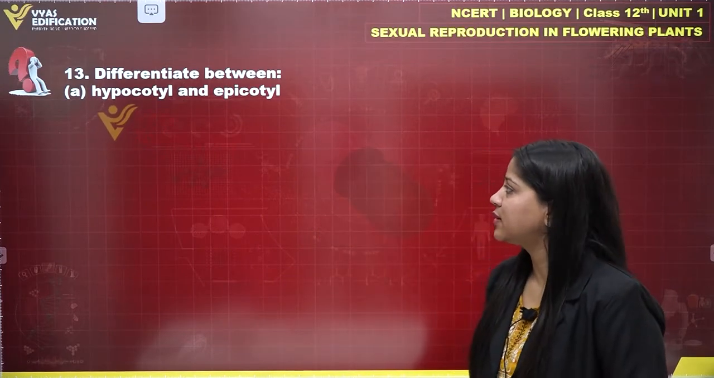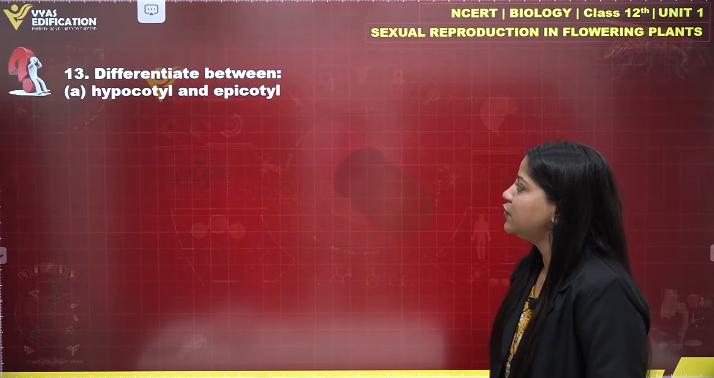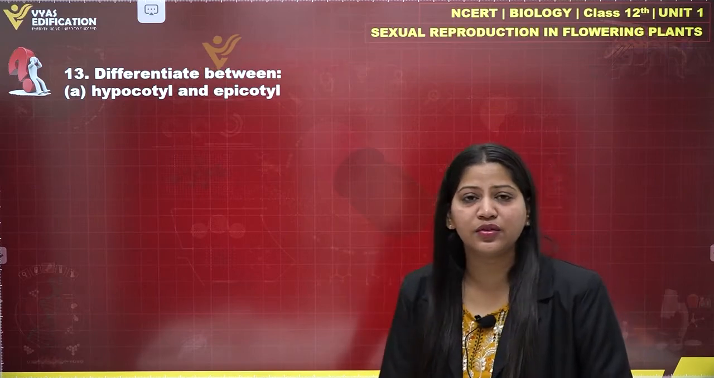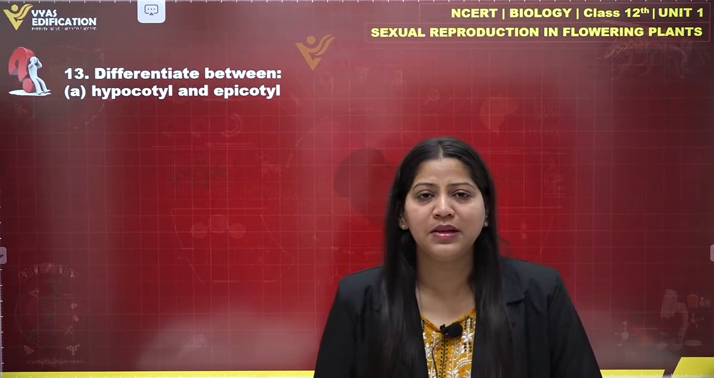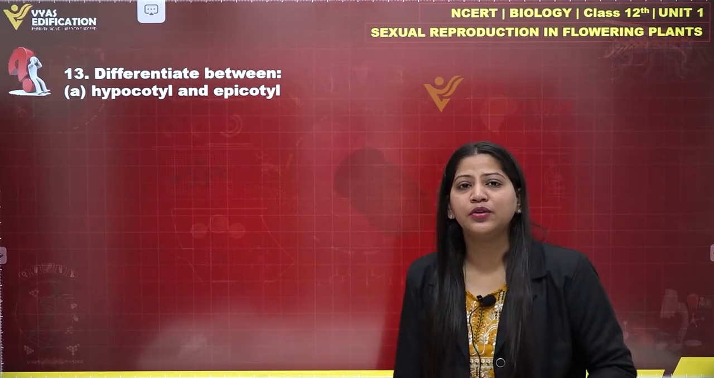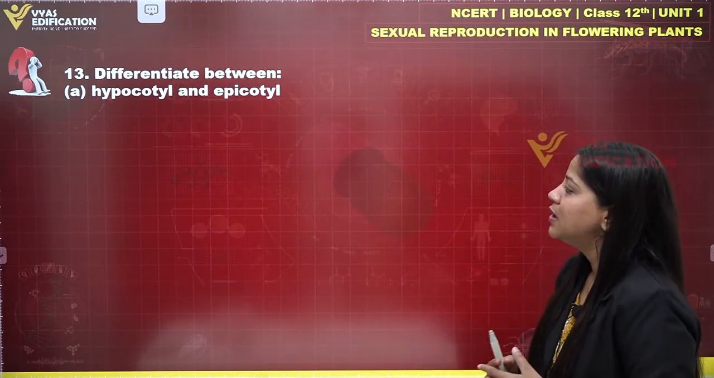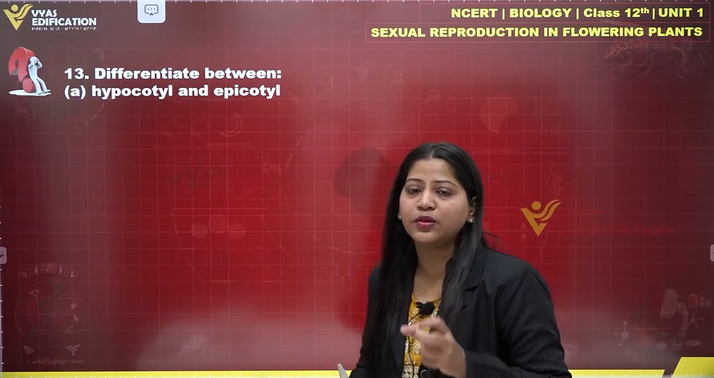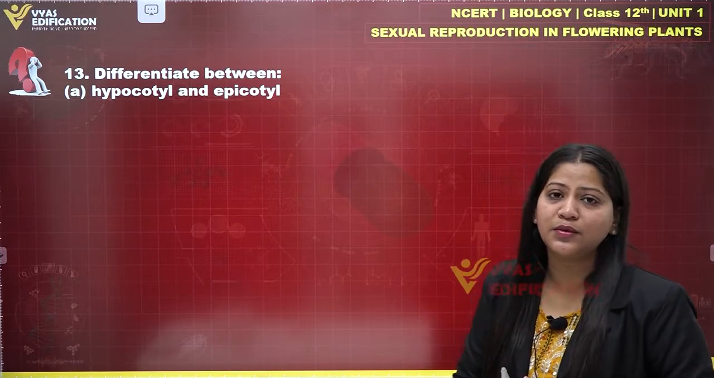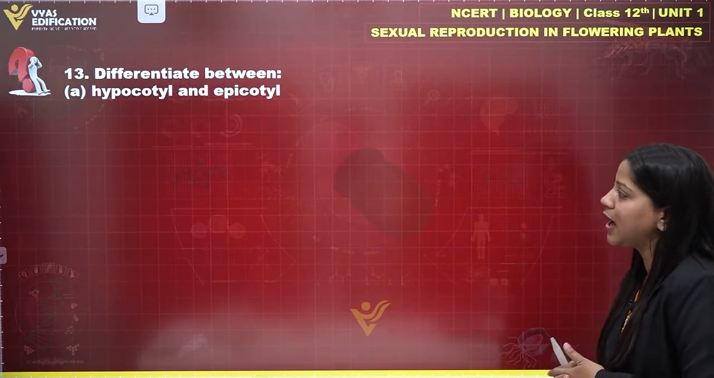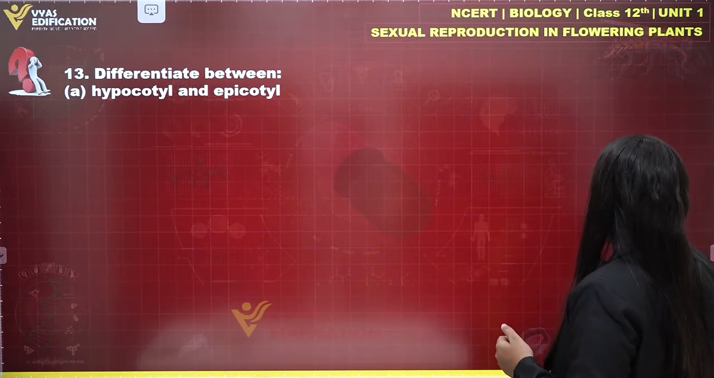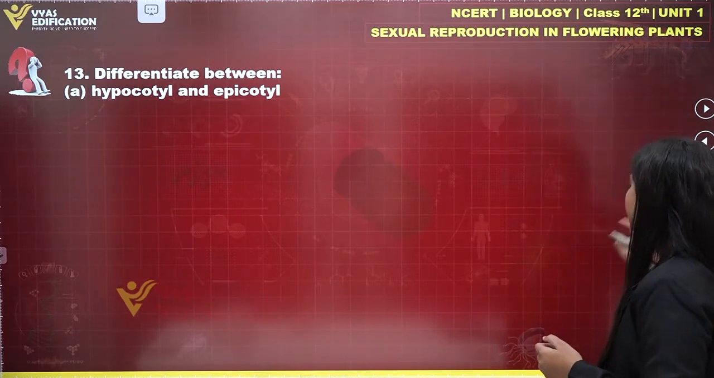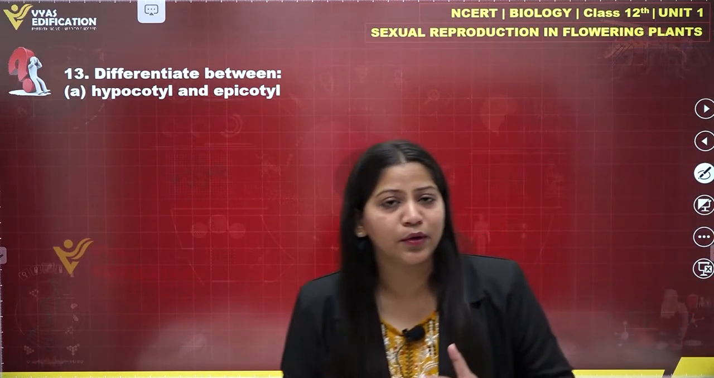Now let's come towards question number 13, that is differentiate between. Basically in this question we have 4 parts, A, B, C and D. We have to differentiate between the given terms. So the first part in question number 13 is to differentiate between hypocotyle and epicotyle. So what is the difference between hypocotyle and epicotyle?